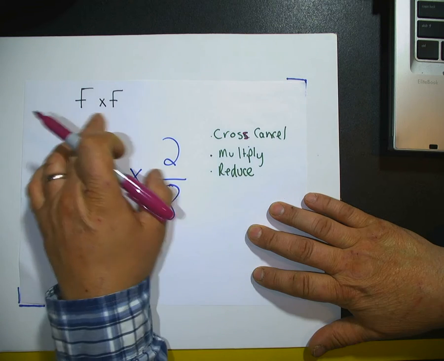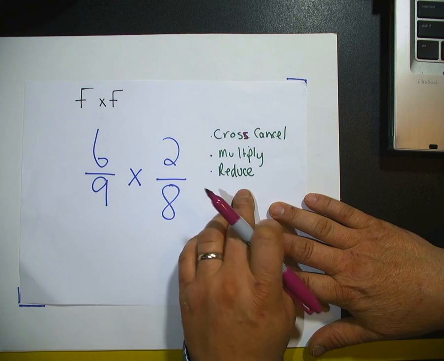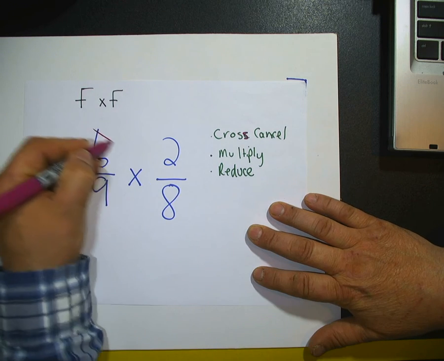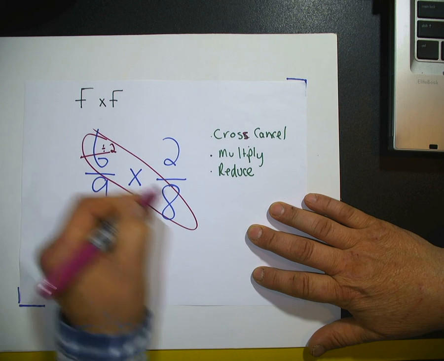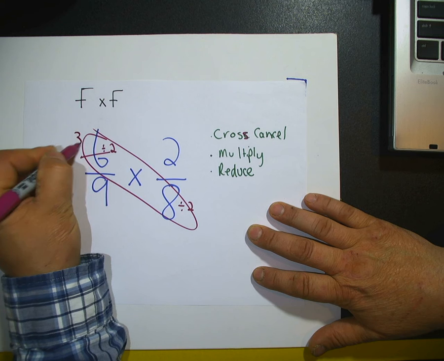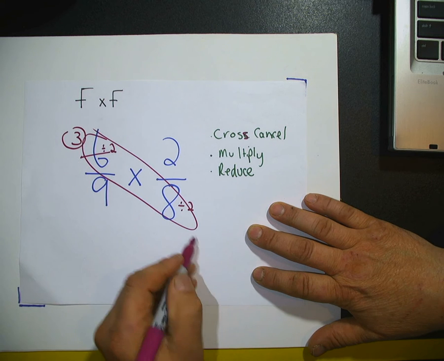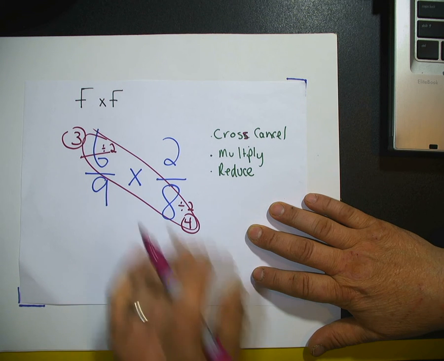So with multiplying fraction times fraction, remember we cross cancel, we multiply, and then we reduce if we need to. So cross canceling means I look for common factors. 6 and 8 can both be divided by 2. 6 divided by 2 is 3. That now becomes a 3. 8 divided by 2 is 4. That now becomes a 4.